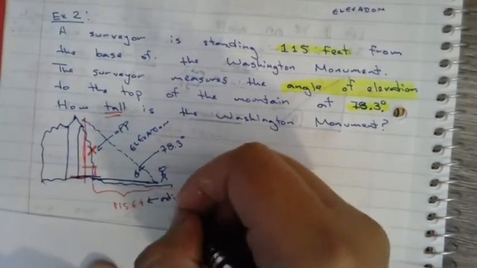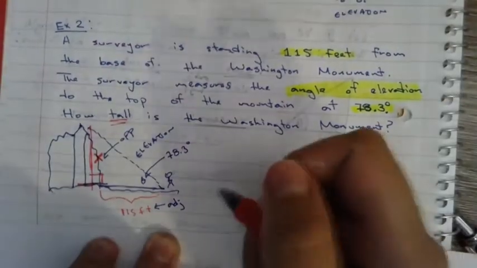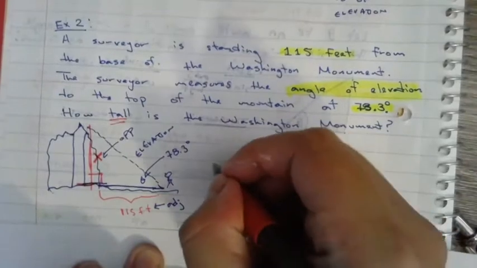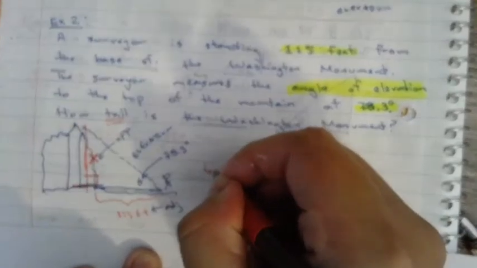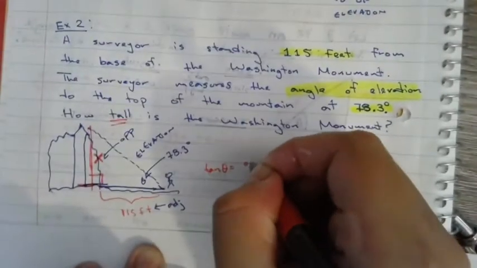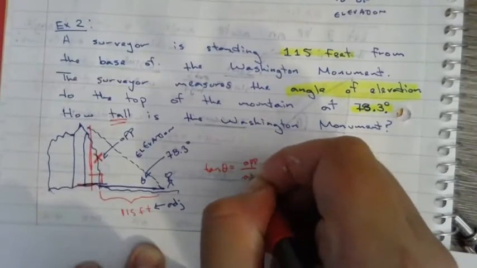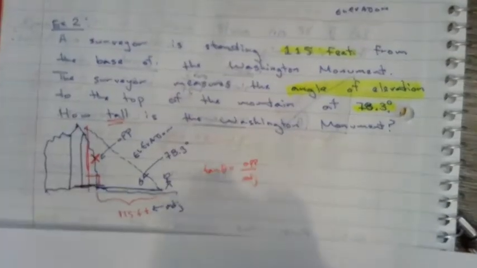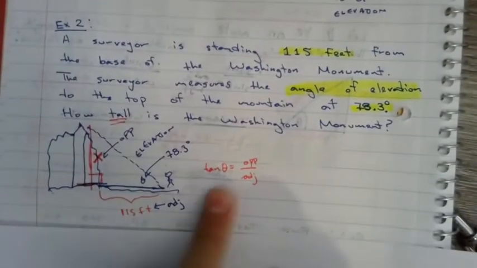Okay, so we're gonna label that adjacent. Since we have an opposite and adjacent, we're gonna be looking at tangent. So I'm gonna write this right here, where tangent of theta equals opposite over adjacent. Now we gotta take a look at what we have. Do we have a theta? Yes, we do. We have that angle right there.